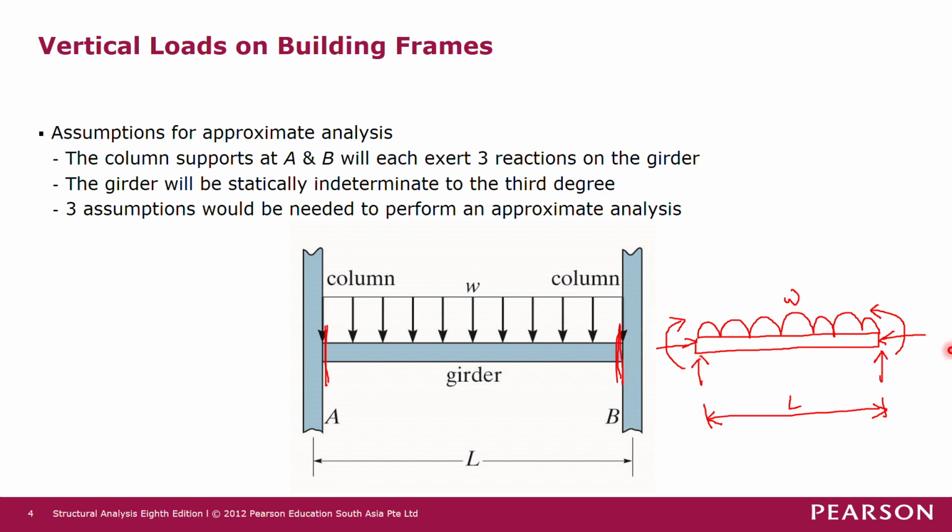And for every free body diagram, we have only 3 available equilibrium equations. So there are more unknowns than the available equations. We have 3 more unknowns than the available equilibrium equations. That's why we say that this girder is statically indeterminate to the 3rd degree. Therefore we have to make 3 assumptions in order to analyze this girder by just using the 3 equilibrium equations.